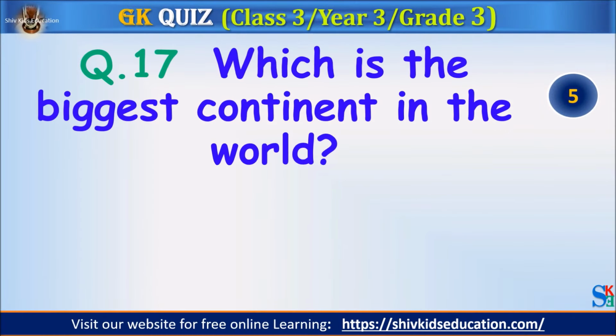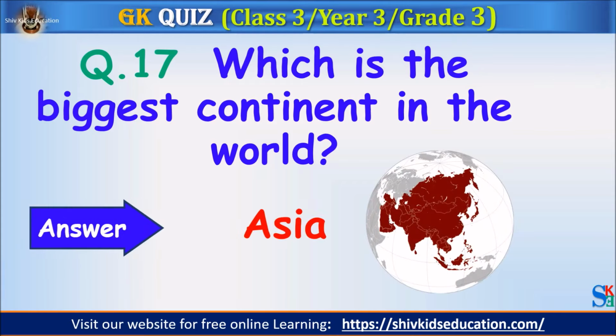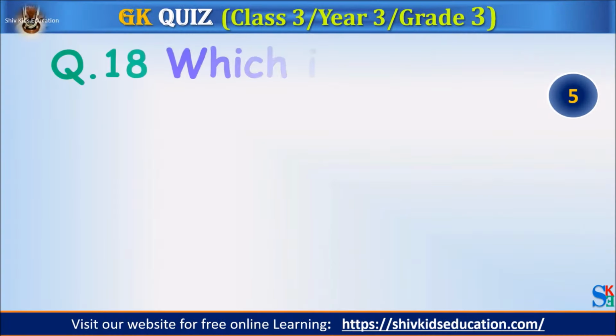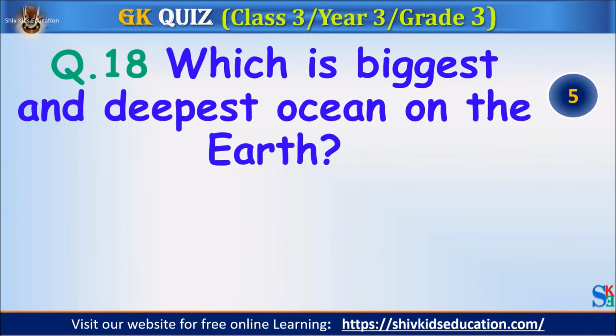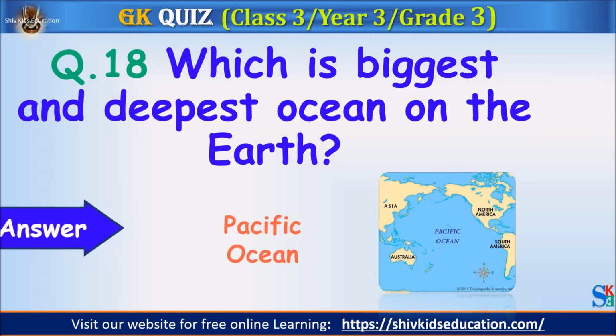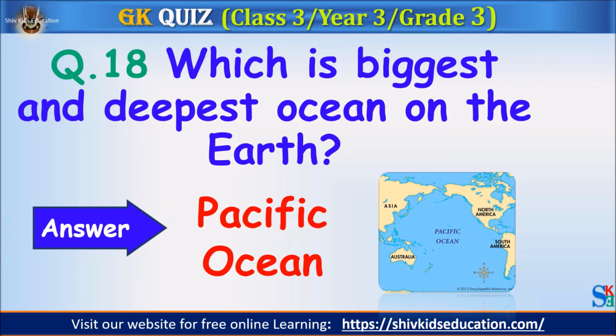17. Which is the biggest continent in the world? Your time starts. The answer is Asia. 18. Which is the biggest and deepest ocean on the earth? Your time starts. The answer is the Pacific Ocean.